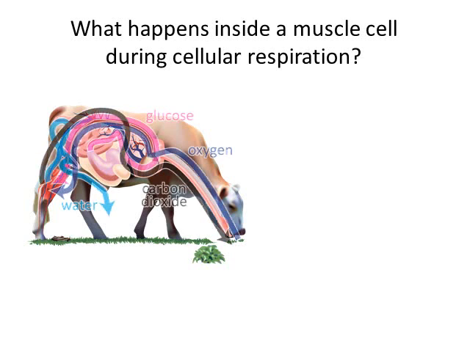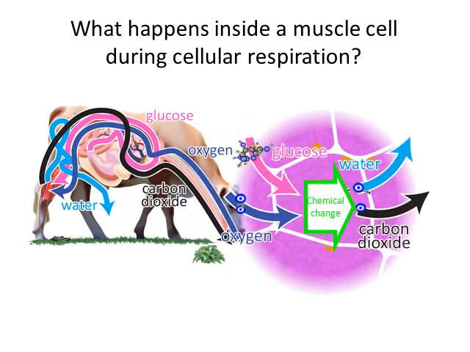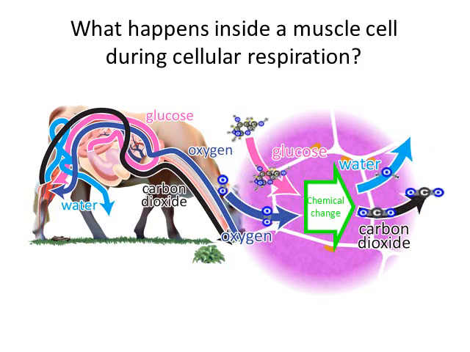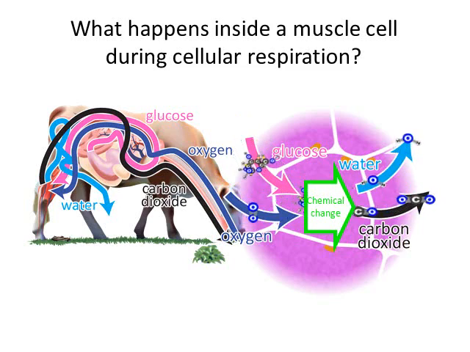So if we were going to zoom in on that leg cell, you can see glucose and oxygen are going in, and out come water and carbon dioxide. So something's got to be happening in there, that chemical change, where we're actually going to be extracting that chemical energy from our glucose. So we're going to be modeling that today to see what's really going on. How do we get energy out of these molecules in this process called cellular respiration?